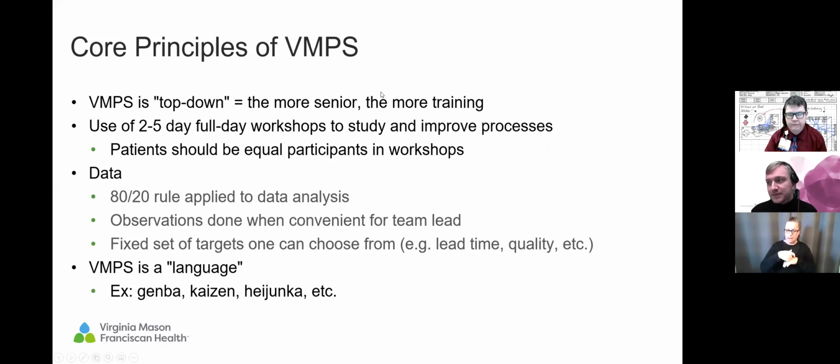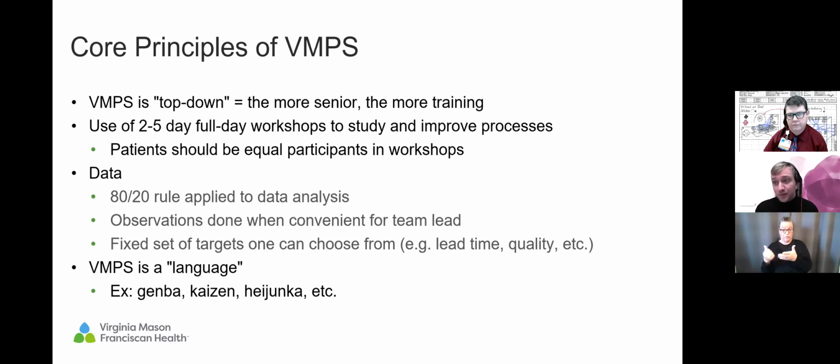Some core principles of our management system: when we first adopted the VMPS, we were consulted and told that this is a top-down culture. Your leadership needs to embrace this management system, and it will trickle down as a result. So as a result, we invest more of our training and resources with the more senior leaders.